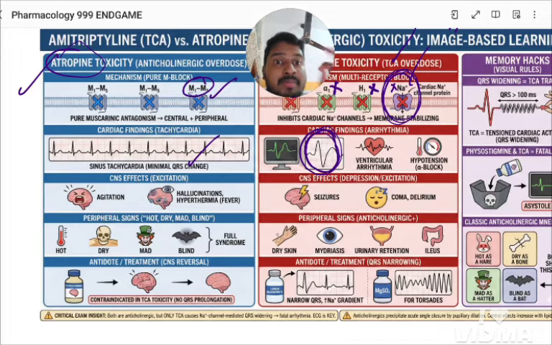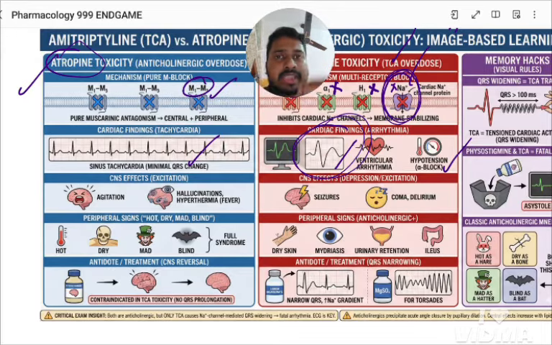amitriptyline toxicity. So remember, wide QRS complexes, which can lead to ventricular arrhythmia, which can lead to hypotension. So this is the hallmark of TCA toxicity. So the moment you get ECG showing QRS widening in anticholinergic toxicity, always remember TCA is the answer.